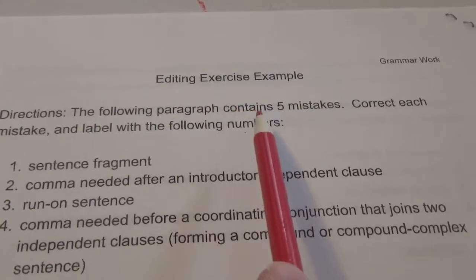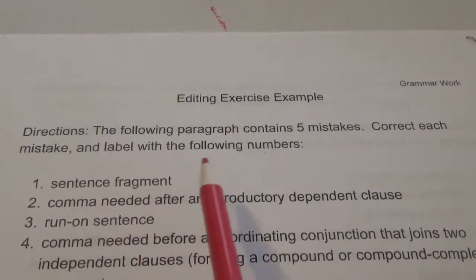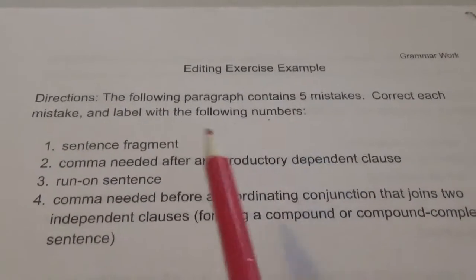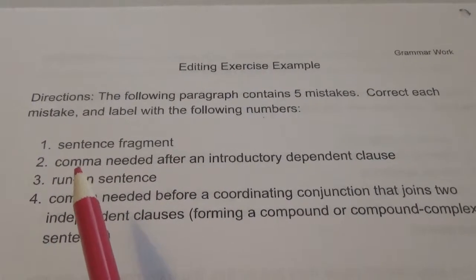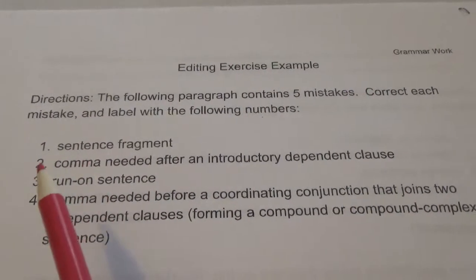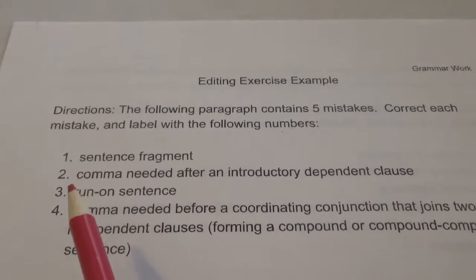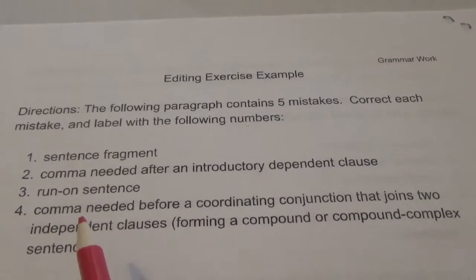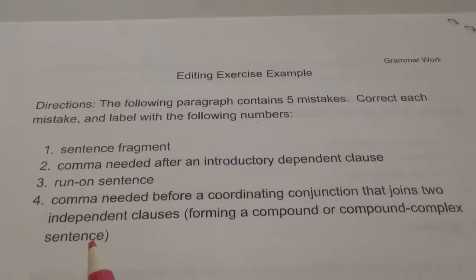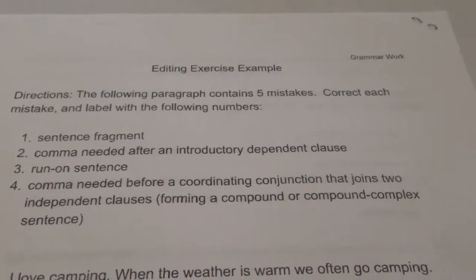The following paragraph contains 5 mistakes. Correct each mistake and label with the following numbers. And the numbers are: if it's a sentence fragment, you're going to put a number 1. If it's a comma needed after an introductory dependent clause, you're going to put a number 2. If it's a run-on sentence, you're going to put a number 3. If it's where you need a comma in a compound sentence before a coordinating conjunction, or also a compound complex sentence before a coordinating conjunction that joins 2 independent clauses.